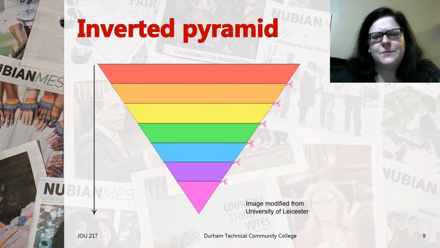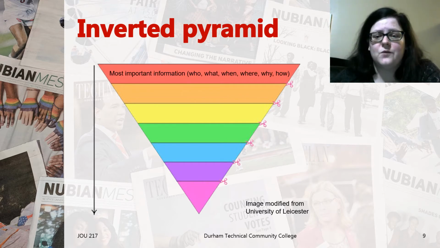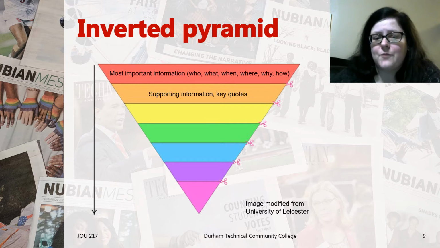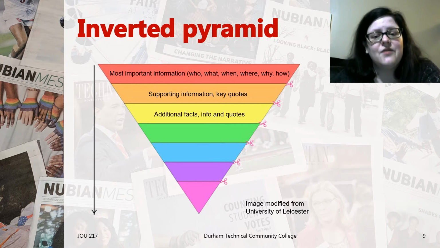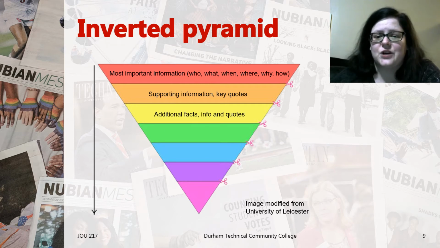News stories are typically structured using what's called the inverted pyramid style. The most important information, your who, what, when, where, why, and how, is found at the top of the pyramid. Now, as you move down, you add supporting information and key quotes. Then add additional facts, information, and quotes.